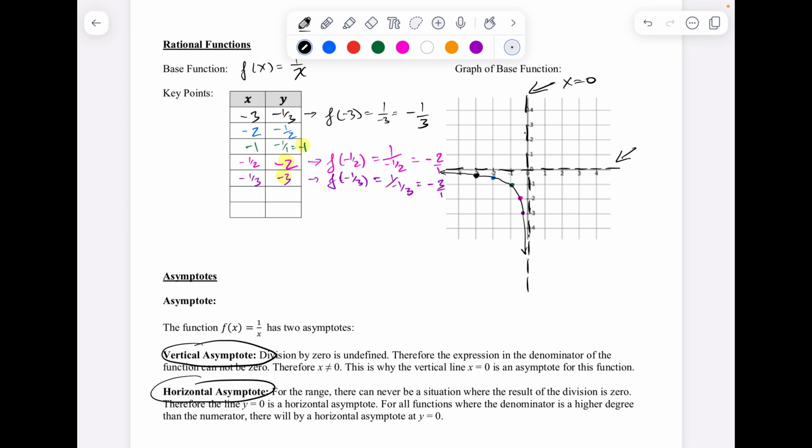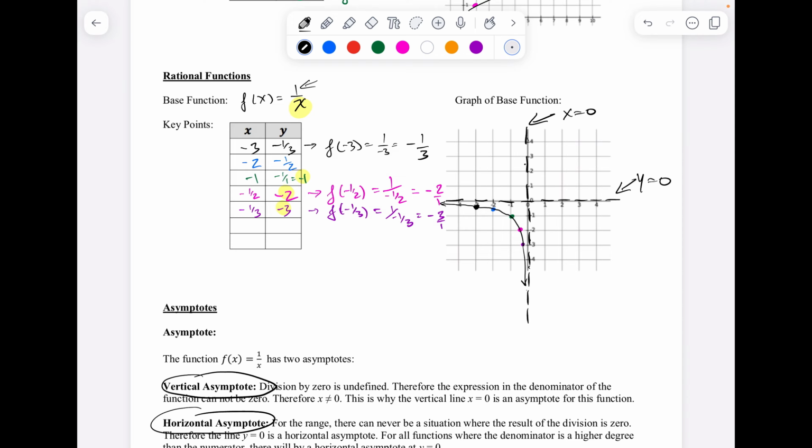This function can never have an x value of 0, because I can never have 0 in my denominator. I can never do 1 divided by 0. And this other one is y equals 0, because my y values are never going to be 0. If I have 1 in the numerator and I divide 1 by something, there's always going to be a little bit. Even if x is 1,000,000, I'm going to have 0.000001. It's never going to be 0 exactly. So that's what's happening to the left here on the negative side.